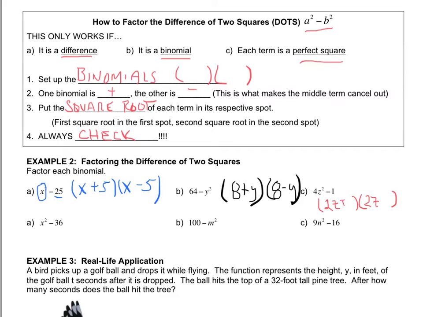One is adding, one is subtracting. And if I look at the perfect square of 1, that is 1 times 1. So I would get 2z minus 1 and 2z plus 1. So pause the video, try those next three, and then just come back and we can make sure that we have the same answers.